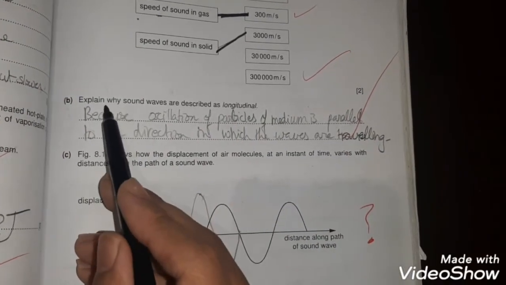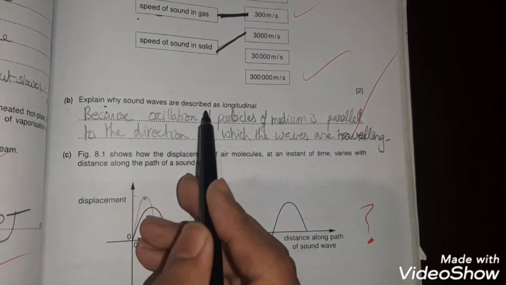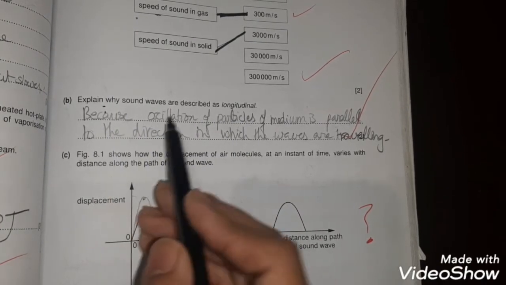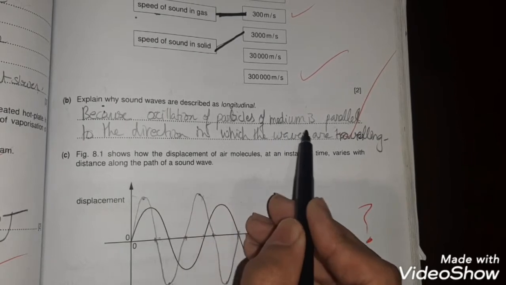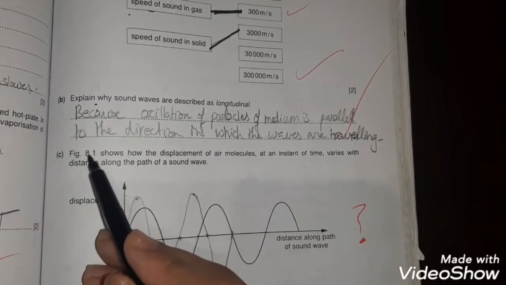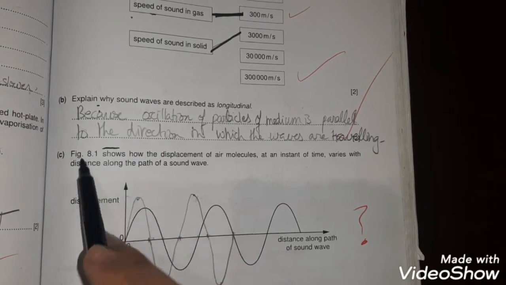Then question B states explain why sound waves are described as longitudinal, because oscillation of particles of the medium is parallel to the direction in which the waves are traveling. So this is what we will write in question B.